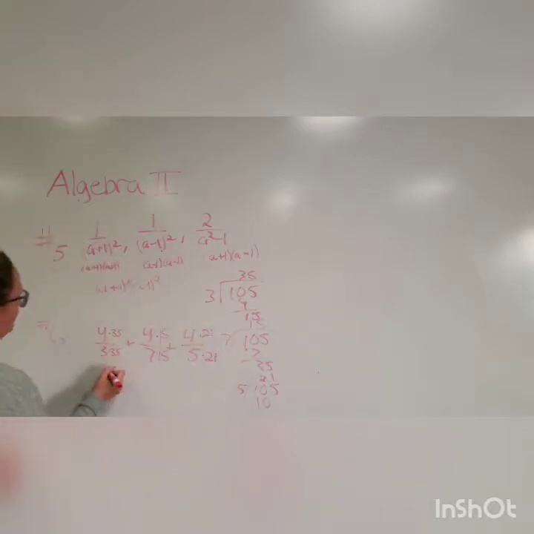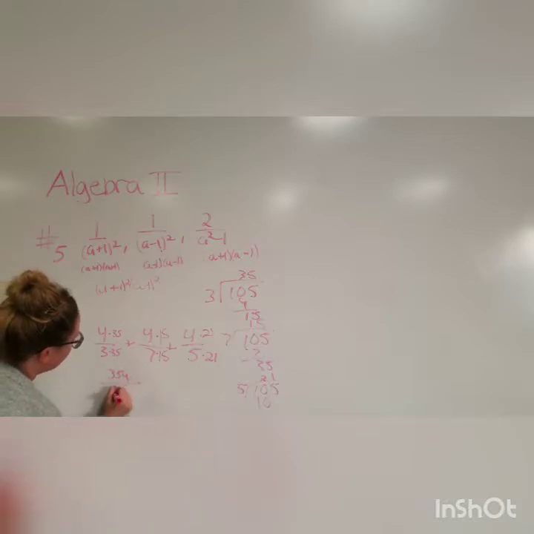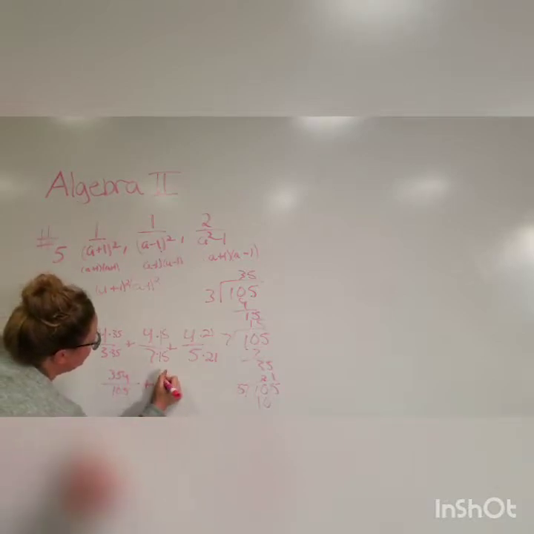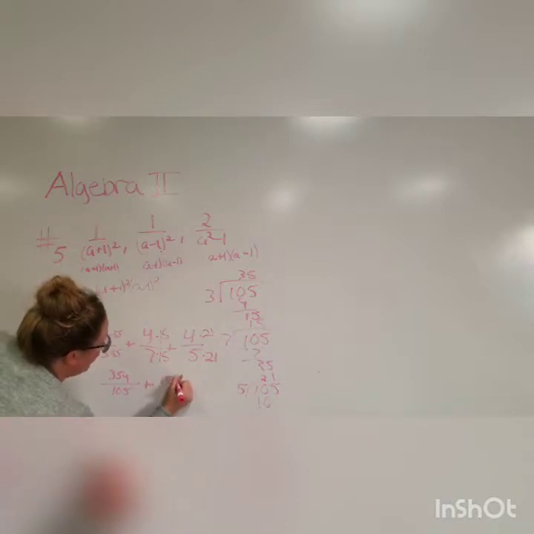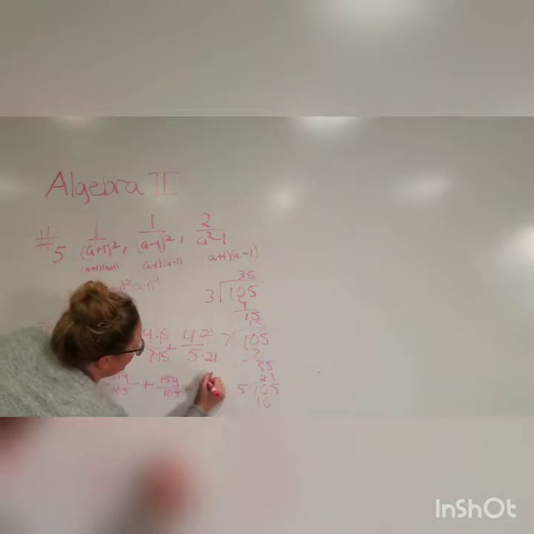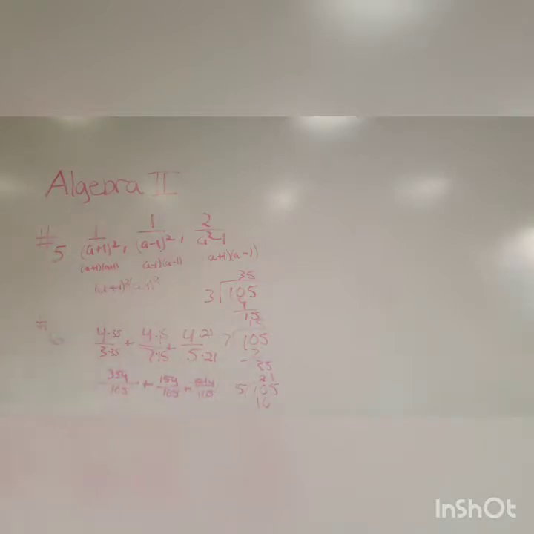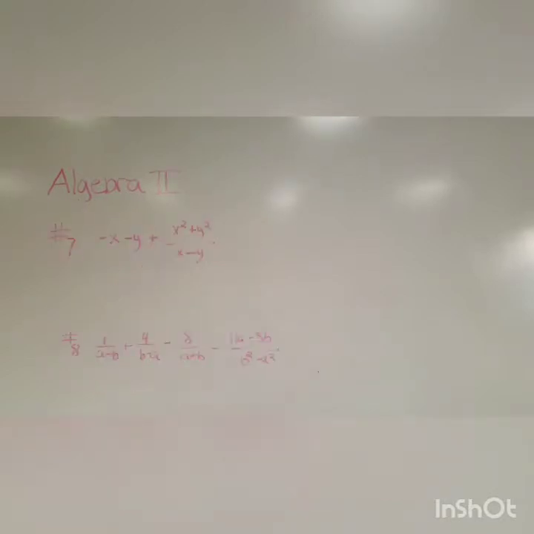All right, so 35 times y is 35y. Now that's over 105. Plus 15 times y over 105 plus 21y over 105. Now they all have a common denominator and we can add them. So add 15y plus 21y plus 35y over 105.